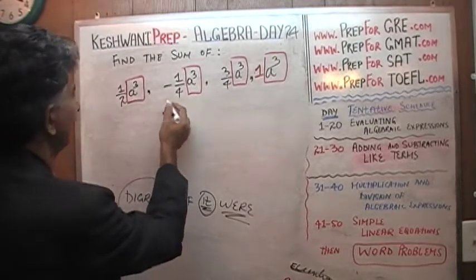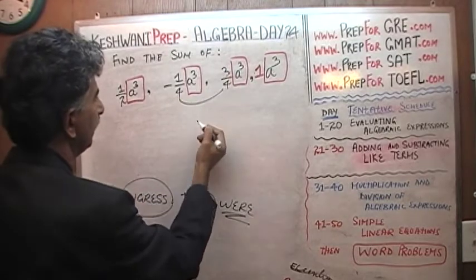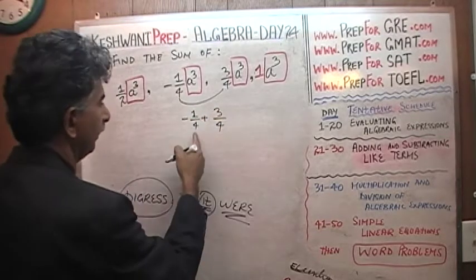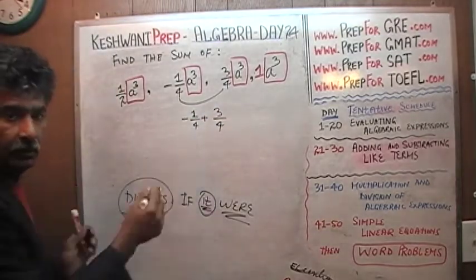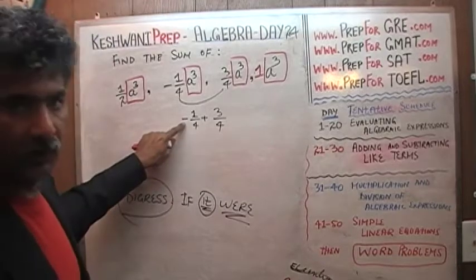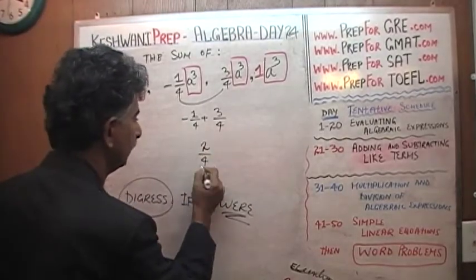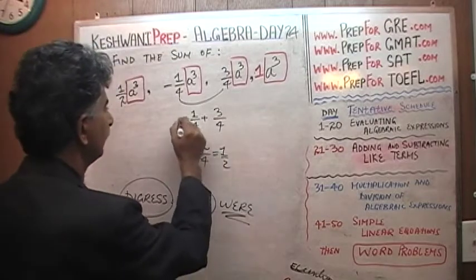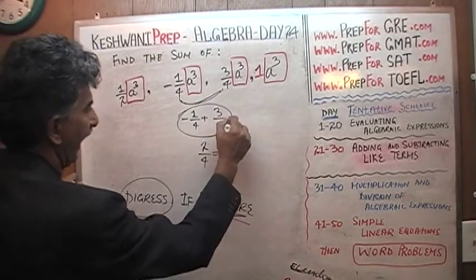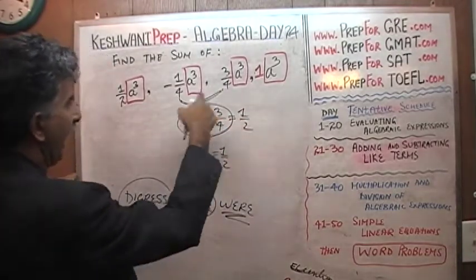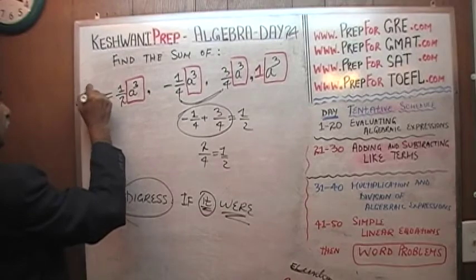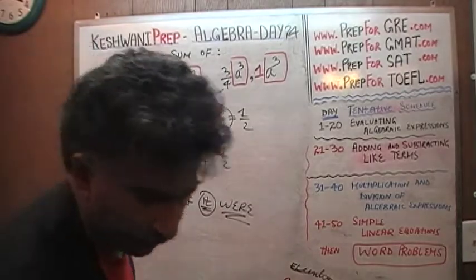So let's take care of the quarters first. Here we have a negative one quarter and a positive three quarters. Well, if you have three quarters and you take away one quarter, think in terms of money. If I have three shiny quarters in my hand and you take away one quarter, I will be left with two quarters, which of course is half. So the sum of these two is half. Half plus a half will make one, and then the other one altogether is 2a cubed.